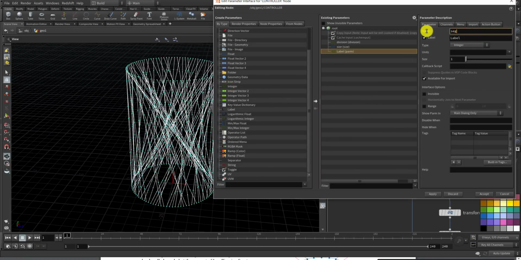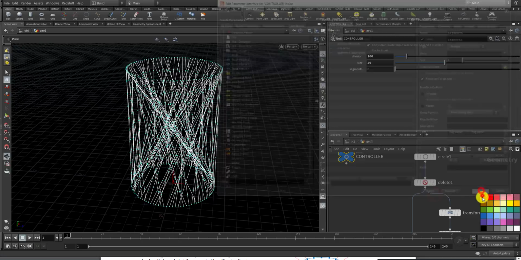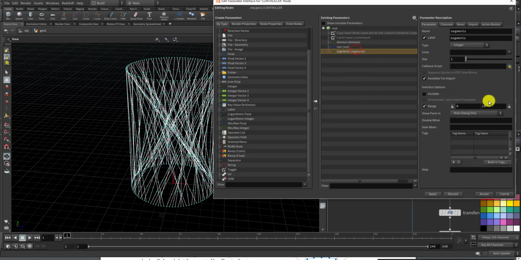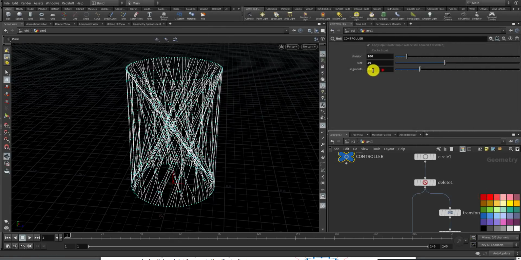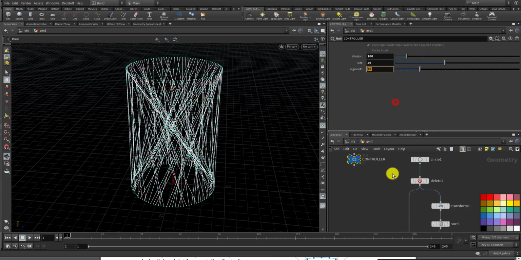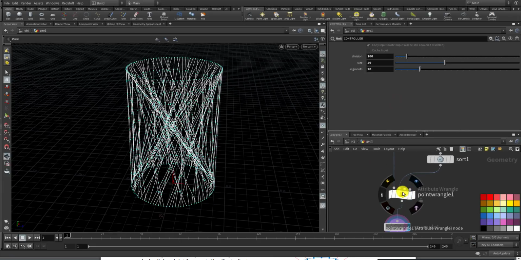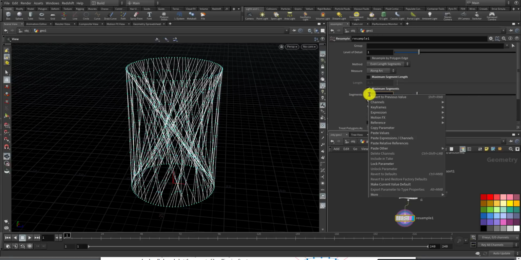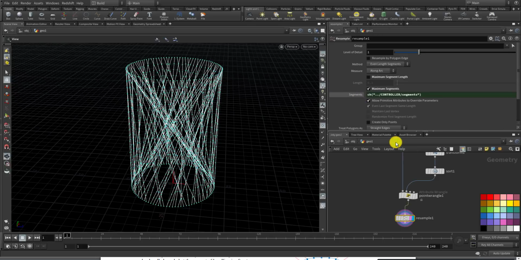Let's say segments. And let's say 20. Okay, let's set the range from 0 to 100. Let's set 20 as the initial value. I might want to change it later on. Okay.